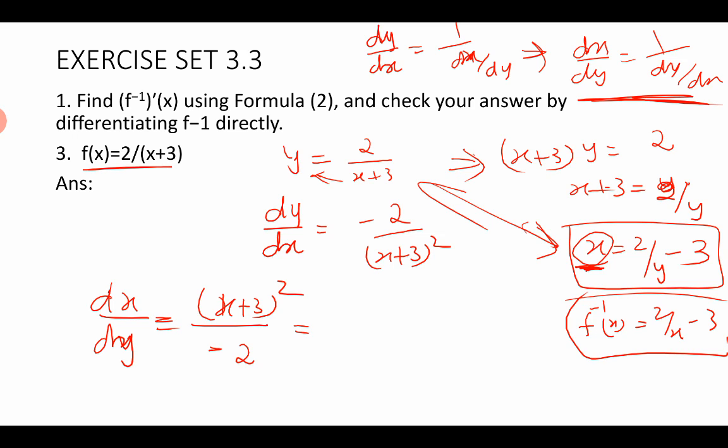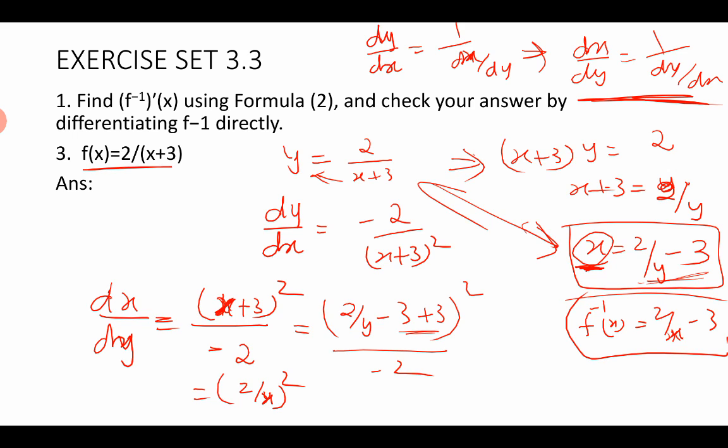Now replace the x value by using this one, 2 over y minus 3. Remember, we can write 2 over y as 2 over x, just replacing a new variable. That's it: minus 3 plus 3 whole square divided by minus 2. When you simplify, negative 3 plus 3 will be 0. Instead of y, we use a new variable x. So it is 2 over x whole square times 1 over negative 2. You get negative 2 over x square by formula 2.